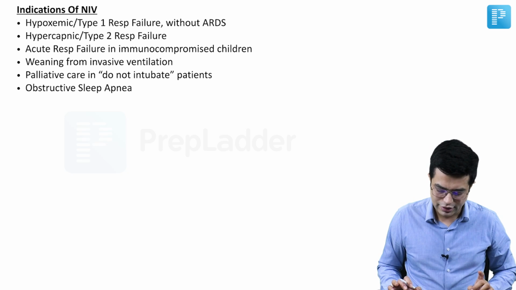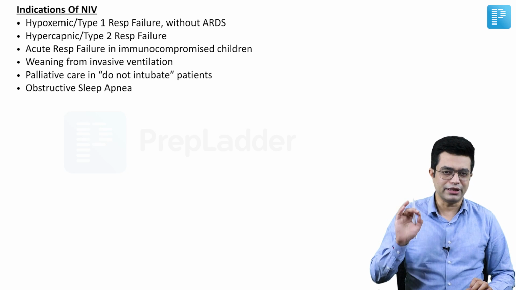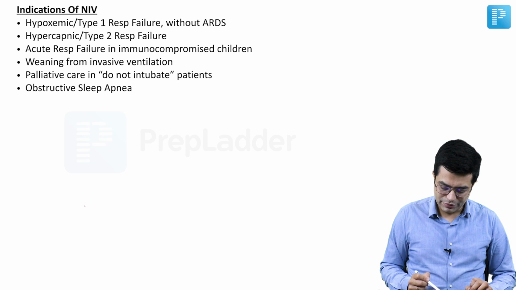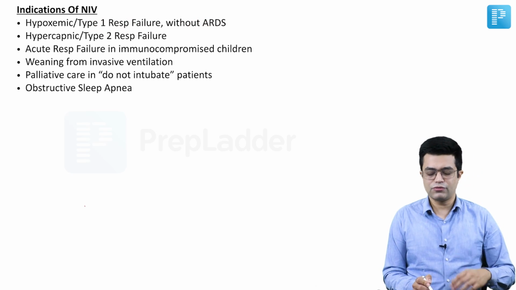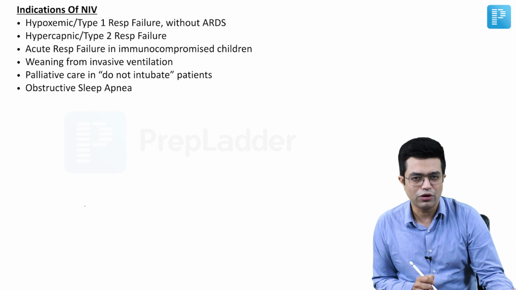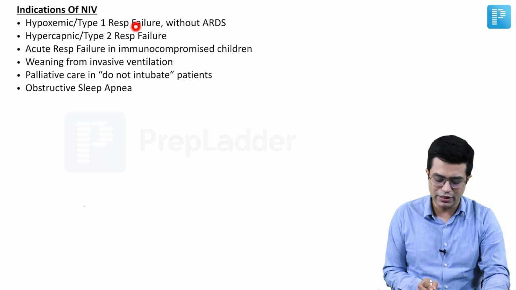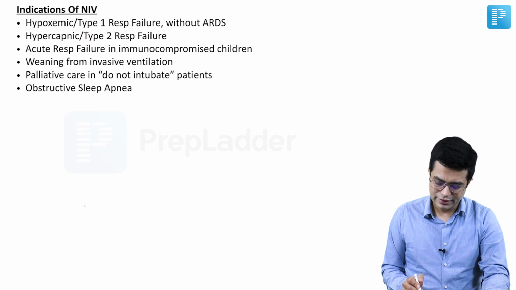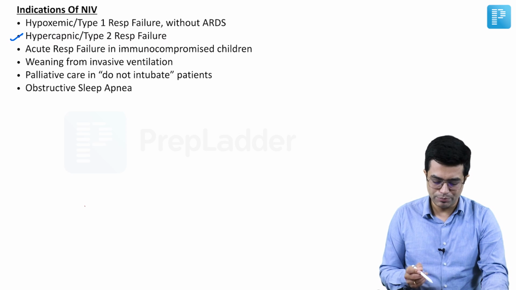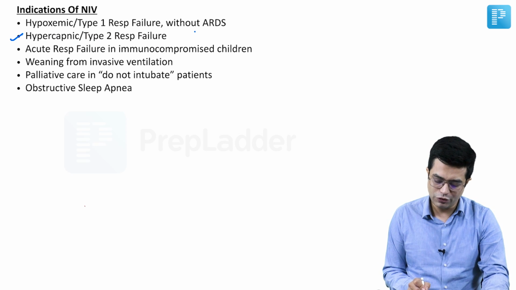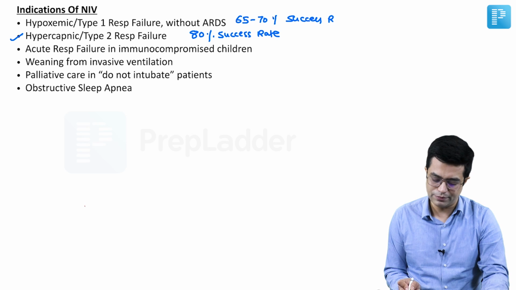So, what are the indications? These are the important indications based upon the IAP pediatric series for critical care. First is hypoxemic or type 1 respiratory failure without ARDS, because once ARDS develops, obviously you need to go in for ventilation of an invasive variety, which is more successful in these patients. Then we have hypercapnic or type 2 respiratory failure. Different textbooks say that the success rate in hypercapnic is more compared to hypoxemic respiratory failure. Here you find that there is an 80% success rate in stabilizing the patient, whereas in type 1 respiratory failure there is only a 65 to 70% success rate.